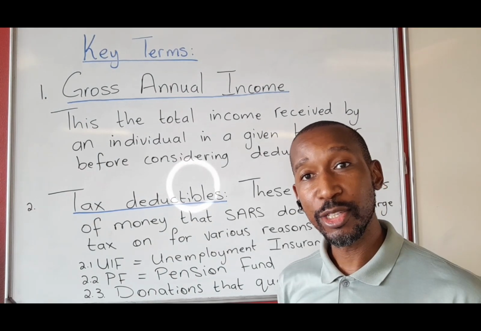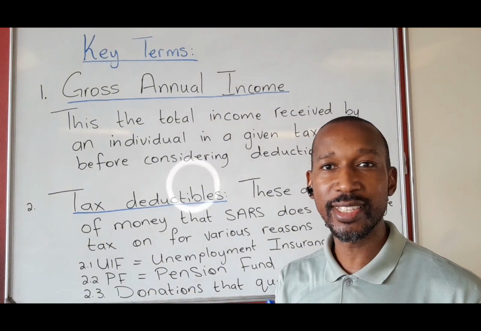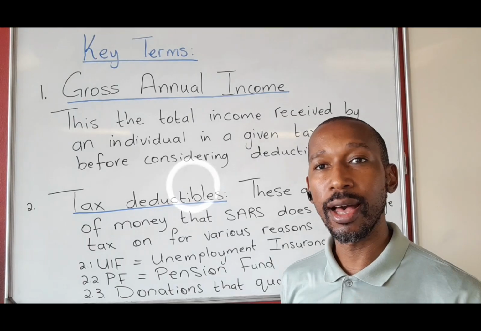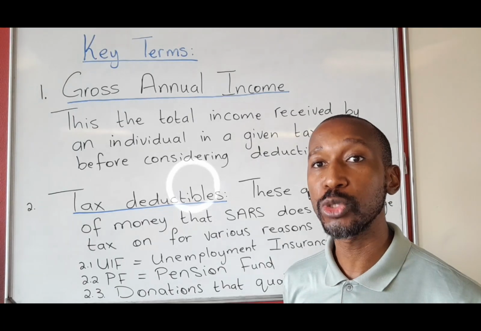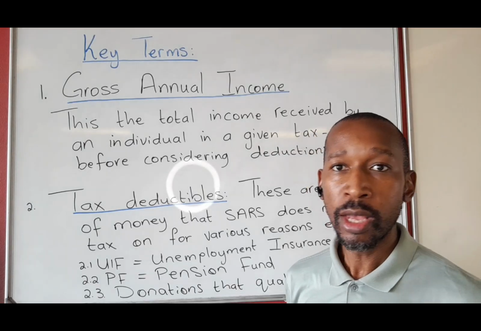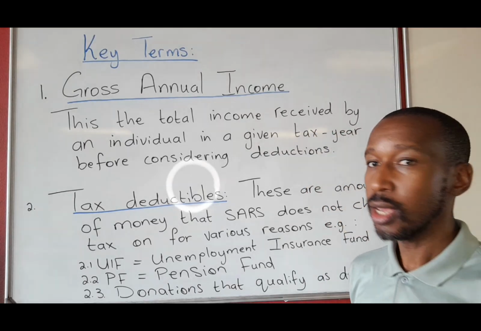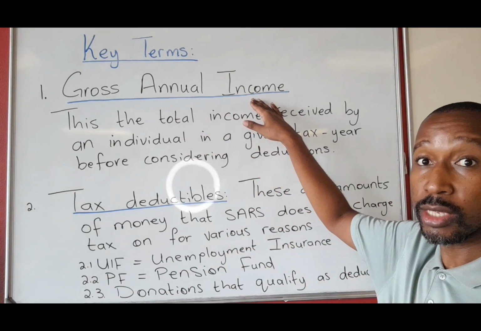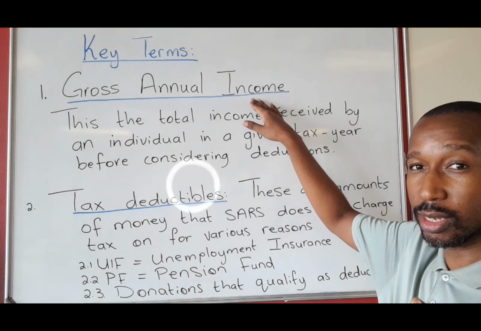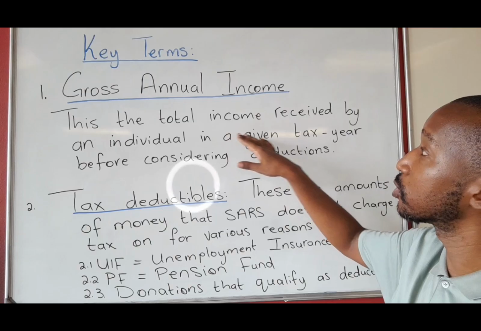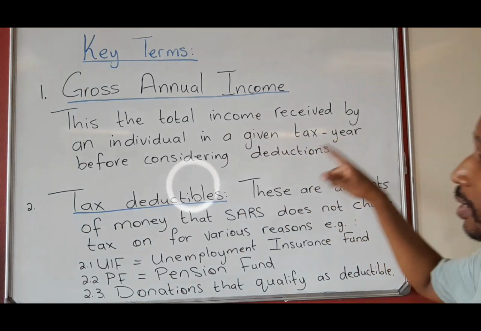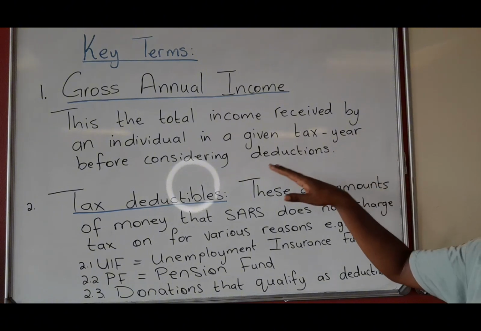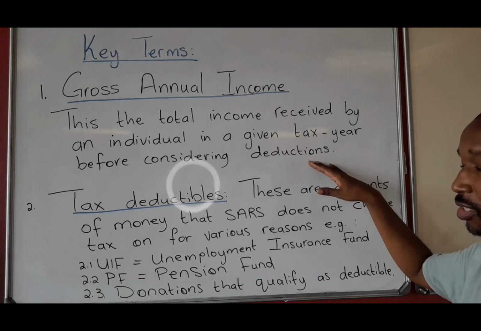Now, to understand the topic on taxation, we will need some key definitions and key terms that are used and that help us to know how to calculate what we are looking for. So the first term used is that of gross annual income for an individual. When we talk about gross annual income, we are talking about the total amount of income received by an individual in the given tax year that we are looking at before the consideration of deductions.